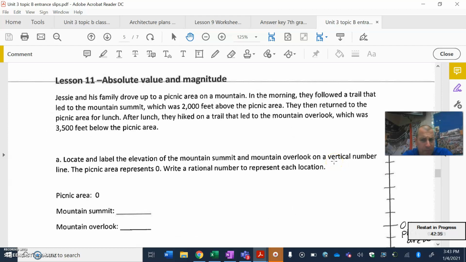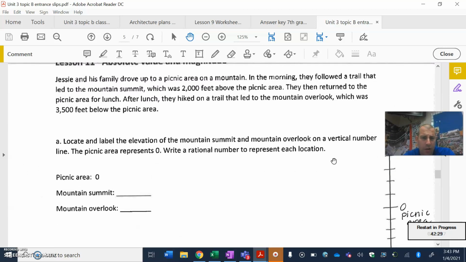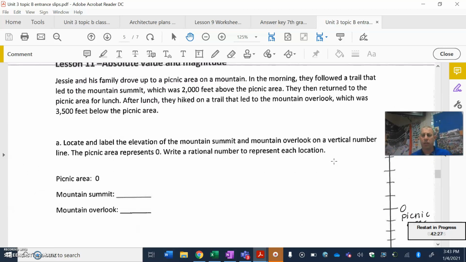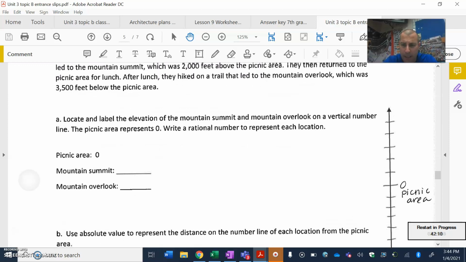Okay, let's see what's going on here and what they want: locate and label. When you do these types of questions, you are going to have to read into it, and then go back again and get what they're after. So I've read through it. Let's read again here. In the morning, they followed a trail that led to the mountain summit, 2,000 feet above the picnic area. Okay, so 2,000 feet above the picnic area.